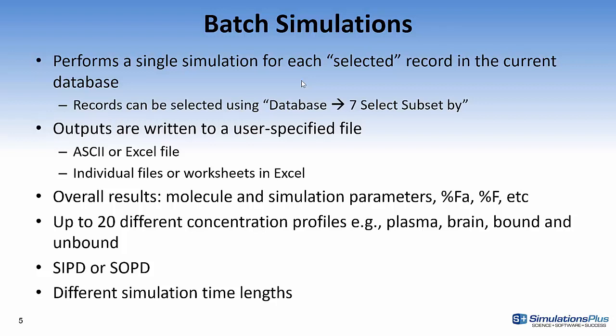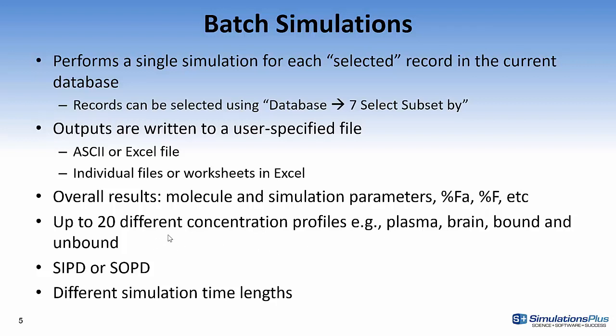Output files are written to a user-specified file. This can either be an ASCII file or an Excel file. You can also export individual files for each record, or it could be worksheets in the Excel file. The different options for exporting can be just the overall results. This file is always created under any of the other options, and it contains the molecule and simulation input parameters and then output parameters such as oral bioavailability and fraction absorbed.